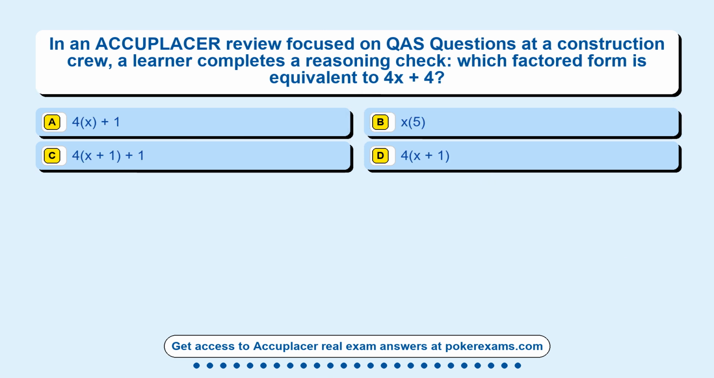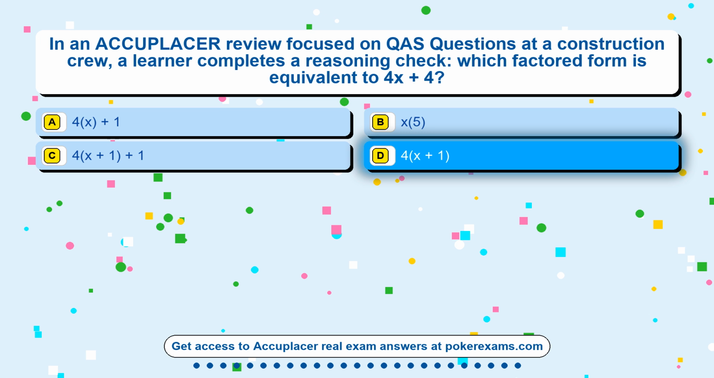Question 5. In an ACCUPLACER review focused on QAS questions at a construction crew, a learner completes a reasoning check. Which factored form is equivalent to 4x plus 4? Option A, 4x plus 1. Option B, x 5. Option C, 4x plus 1 plus 1. Option D, 4(x plus 1). The correct answer is option D, 4(x plus 1).